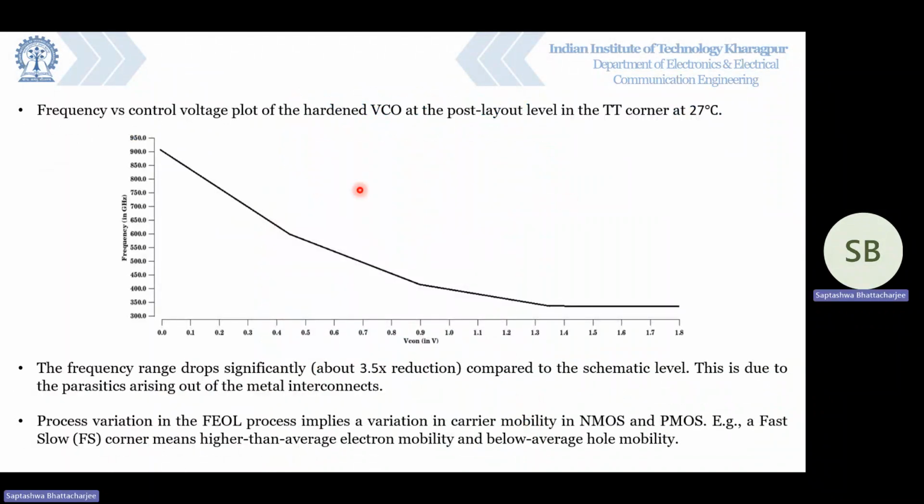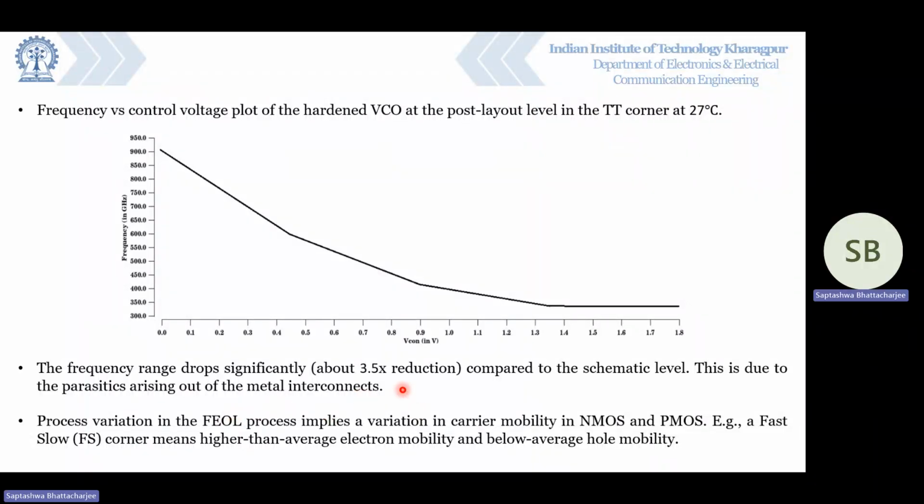This is the frequency versus control voltage plot of the RC coupled quadrature VCO in the TT corner at 27 degrees Celsius at the post layout level. So the maximum frequency attainable at the post layout level is around 900 gigahertz and the minimum is around 300 gigahertz. So we see roughly around 3.5 times reduction in the maximum attainable frequency as compared to the schematic level. This is due to the parasitics arising out of the metal interconnects.